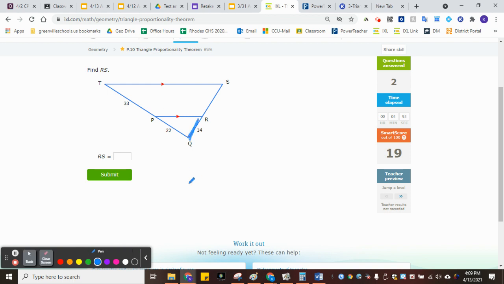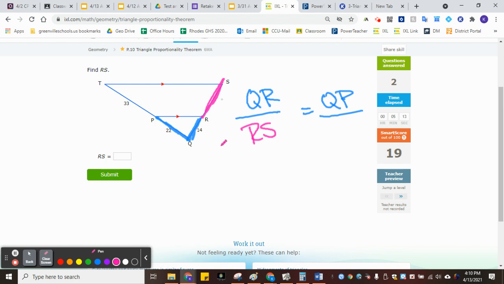Now this is flipped upside down. So QR, the bottom half of this first triangle, the bottom half of that triangle, QP, both on top. Top half of Q would be RS. We don't know. TP. That's a fun color. So QR is 14. RS is what we're looking for. QP is 22. PT is 33.